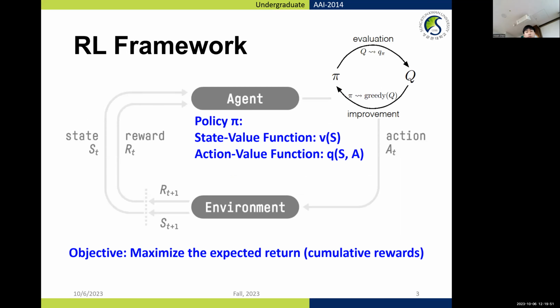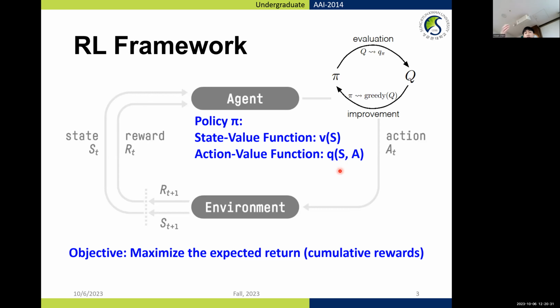As usual, we have this RL framework. The agent has a brain, and the brain is a policy pi. We try to improve this policy step by step. For this policy, we have the state value function and the action value function. The state value function we represent with V(s), and the action value function with Q(s,a), where a is the action and Q means the quality of this action.